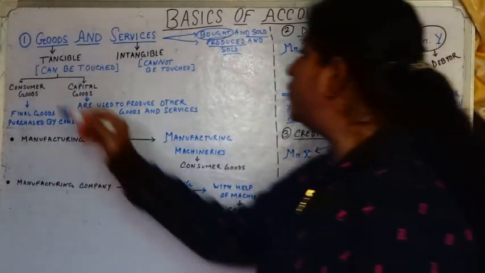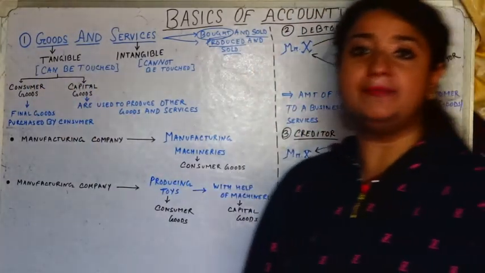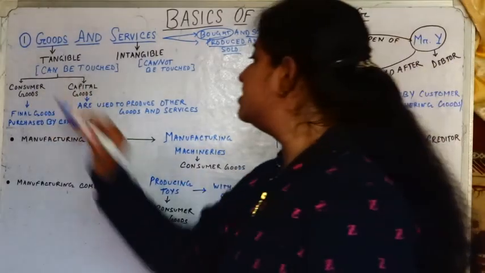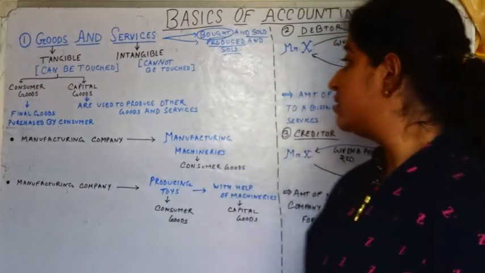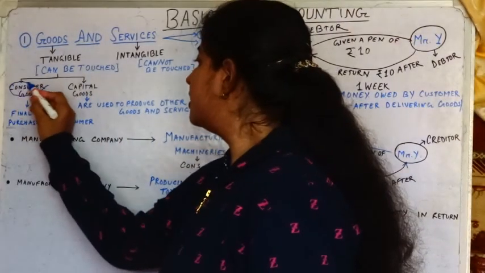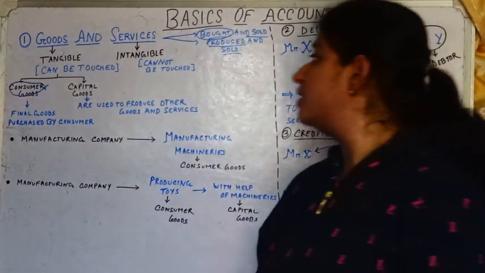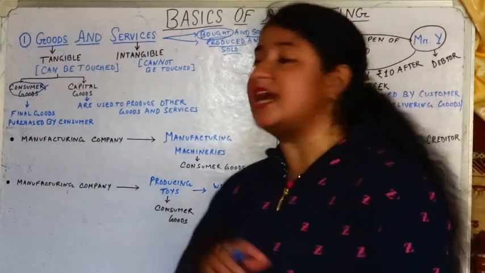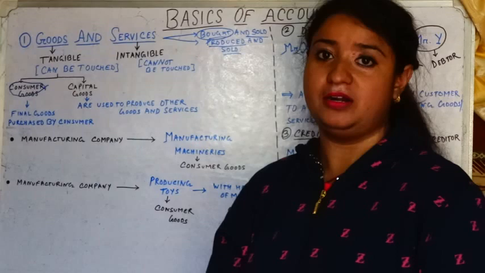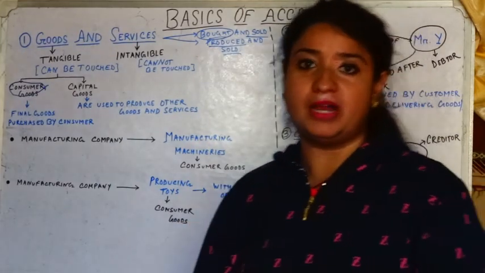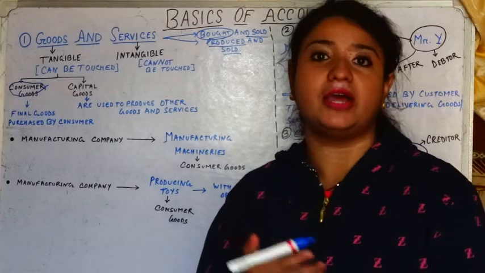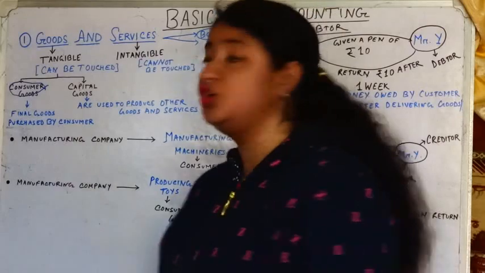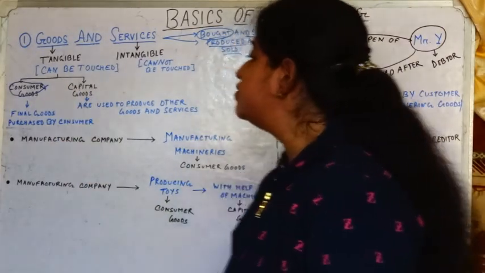Now there are two types of goods. Goods can be classified in two types. What are those? First is consumer goods. So the word consumer defines its own meaning. Consumer goods are the final goods that are purchased by the consumer. Whatever you are purchasing from the market, maybe it is a pen, maybe it is a toy, or maybe it's some art paper or some other thing, that is all consumed by you. So that is called consumer goods.